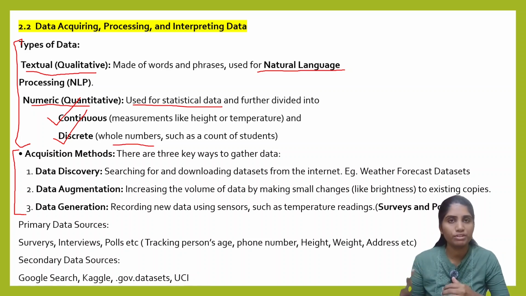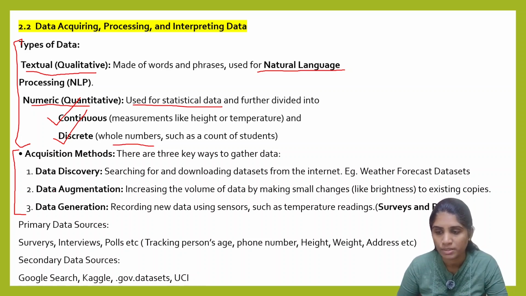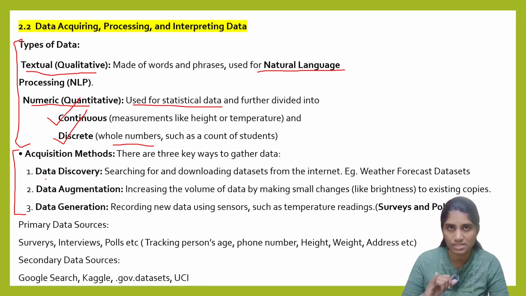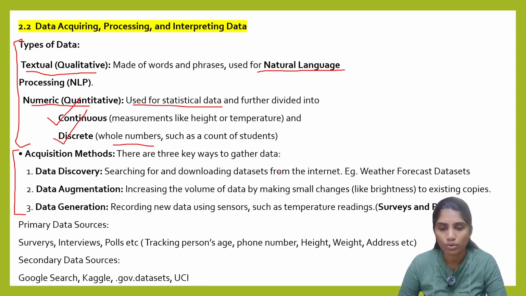It can be from different sources, okay. It can be from a government website or Kaggle, or personal data which is collected from different people. If we take a sample of 50 and we collect them, that also is called the data discovery part, okay. So data discovery, there are three types, right. So first is data discovery. Data discovery means searching for and downloading the data sets from the internet, okay.